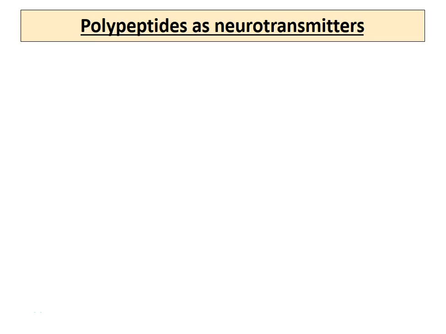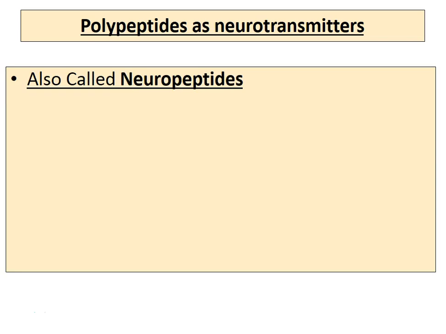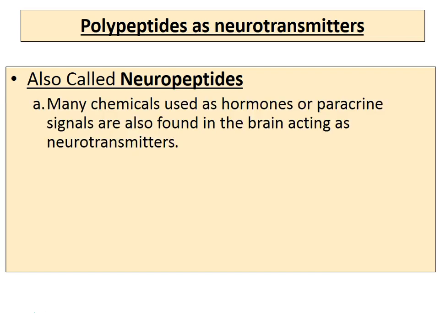In addition to amino acids, polypeptides can be used as neurotransmitters. These are also called neuropeptides. A polypeptide is a protein, generally considered to be a fairly short protein of less than 100 amino acids. These are used as hormones and also paracrine regulators, but they're also used in the brain as neurotransmitters.